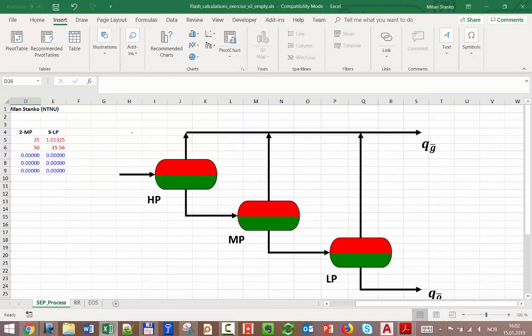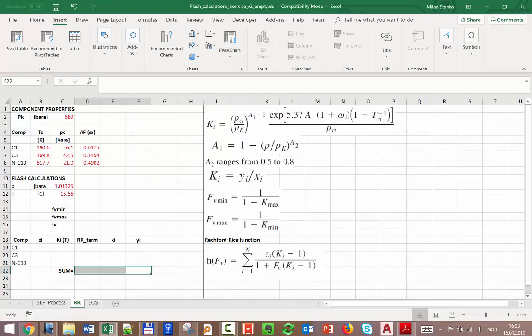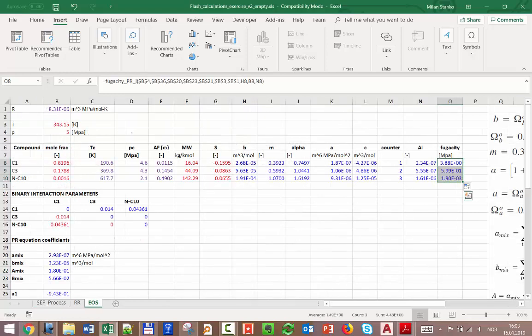If my K values were correct, what should happen? If I now try and simulate the liquid, these two numbers should be the same, right? The fugacity for the methane in the liquid phase should be the same as for the vapor. And if they are not, that means my K factors were not correct, so I have to iterate. That's not part of the exercise, but just to make you aware of that.